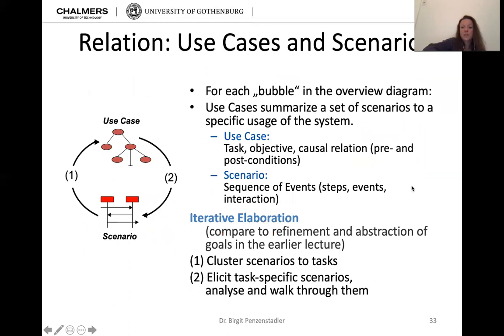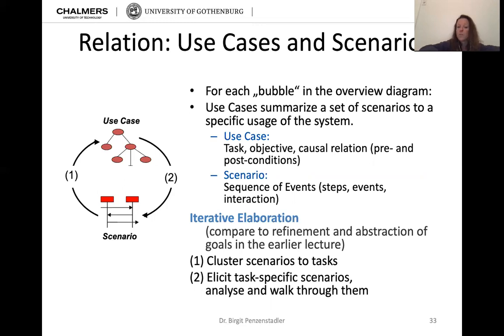The relation between use cases and scenarios is an iterative one. So for each bubble in the overview diagram, that use case summarizes a set of scenarios to a specific usage of the system. A use case, one of those bubbles, is a task, an objective with a causal relation. It has pre and post conditions. And a scenario is a sequence of events. It's steps, events, interaction. And you elaborate those iteratively.